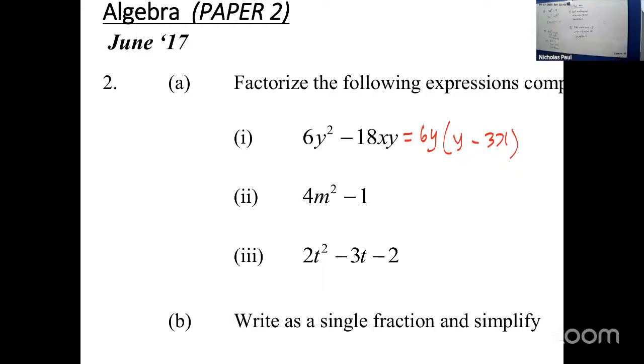Are you okay with that? You factor out 6y and you'll get y minus 3x. Always multiply it back to make sure you get back to the original, right? What about part 2? Difference of two squares? Yes. So that'll be 2m squared minus 1 squared, so that'll be 2m minus 1, 2m plus 1. I know part 3, we'll do that next, right?